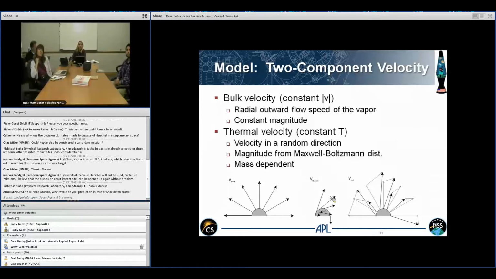The velocity that goes into our model is a two-component velocity. The first component is the bulk velocity, which is radially outward. It's a constant magnitude. And then the second component of the velocity is the thermal velocity at a constant temperature. So our constituents of different masses will have the same temperature but a different distribution because the mass factors in there.